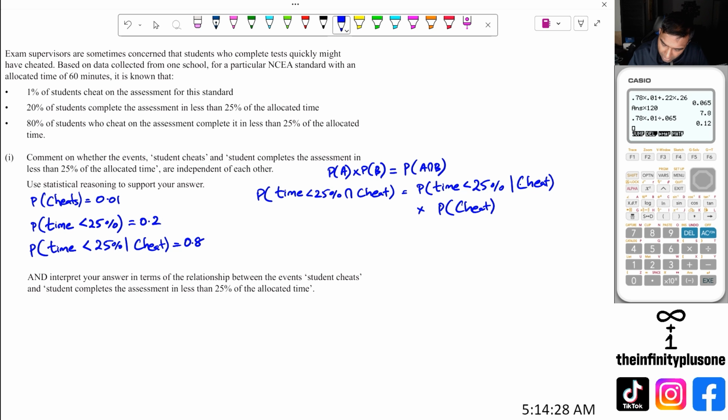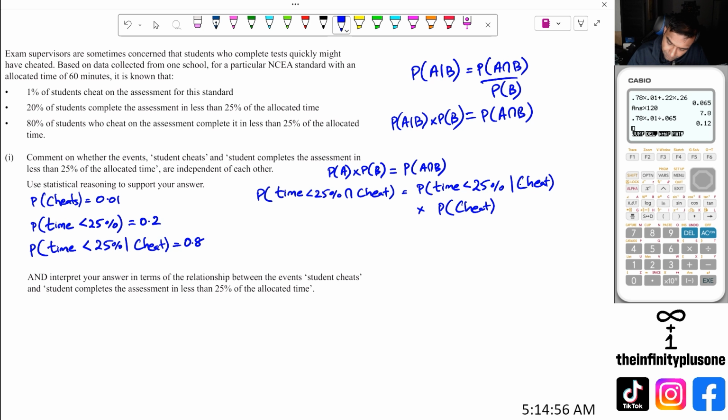Now, if you're wondering how I got this, remember one of your conditional probabilities: P of A given B is the probability of the intersection divided by P of B. So then the intersection is the probability of A given B multiplied by the probability of B. So that's all I've done here. So if we look at the actual probability, we've got 0.8 times 0.1, which is equal to 0.008.